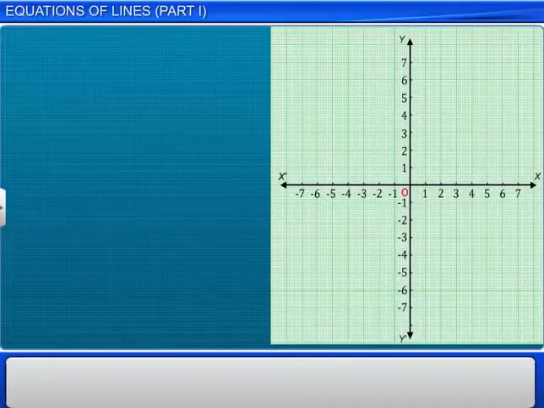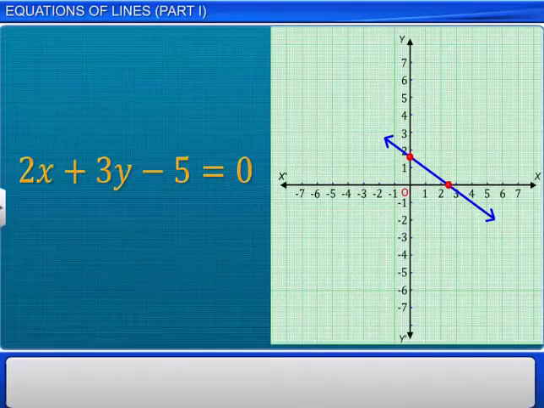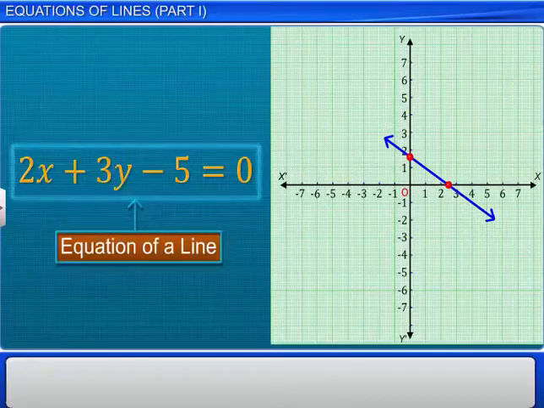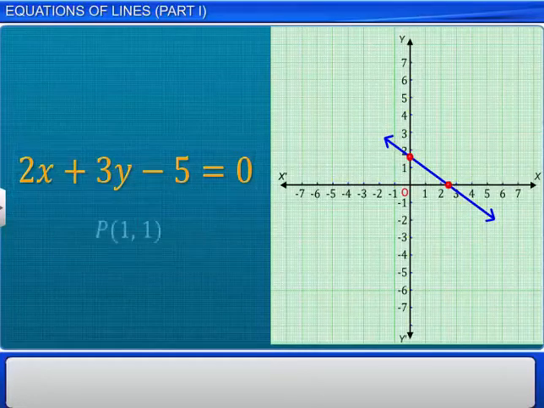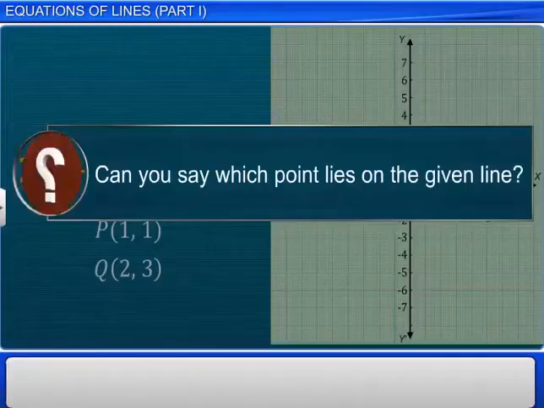We know that the graphical representation of a linear equation in two variables is a straight line. In the coordinate system, such linear equations are called equations of lines. Equations of lines have different forms such as point-slope form and two-point form. Let's consider points P(1, 1) and Q(2, 3). Can you say which point lies on the given line?